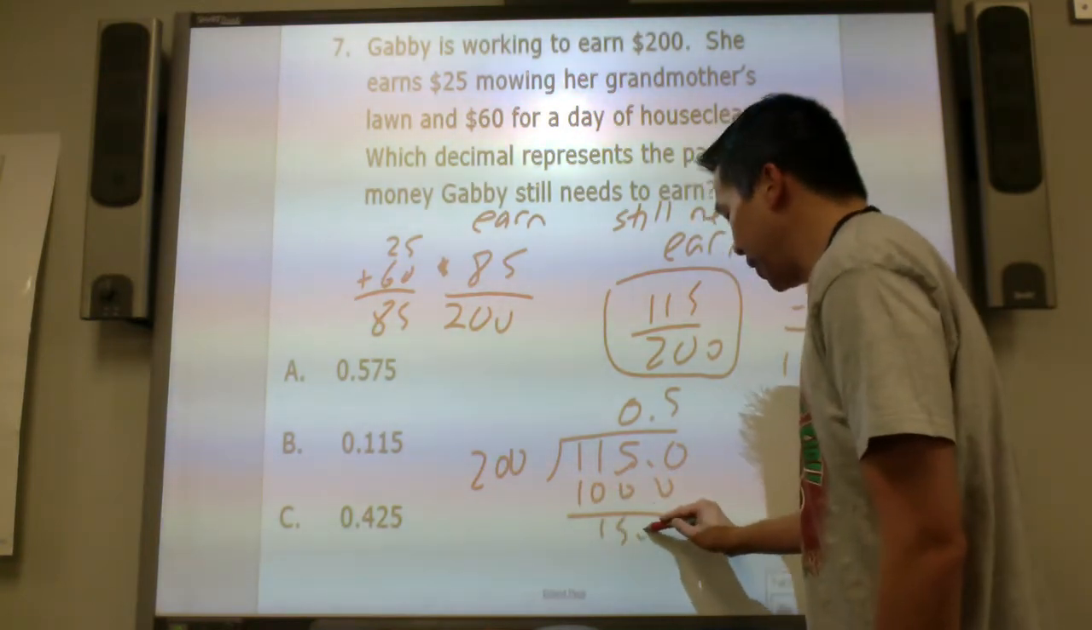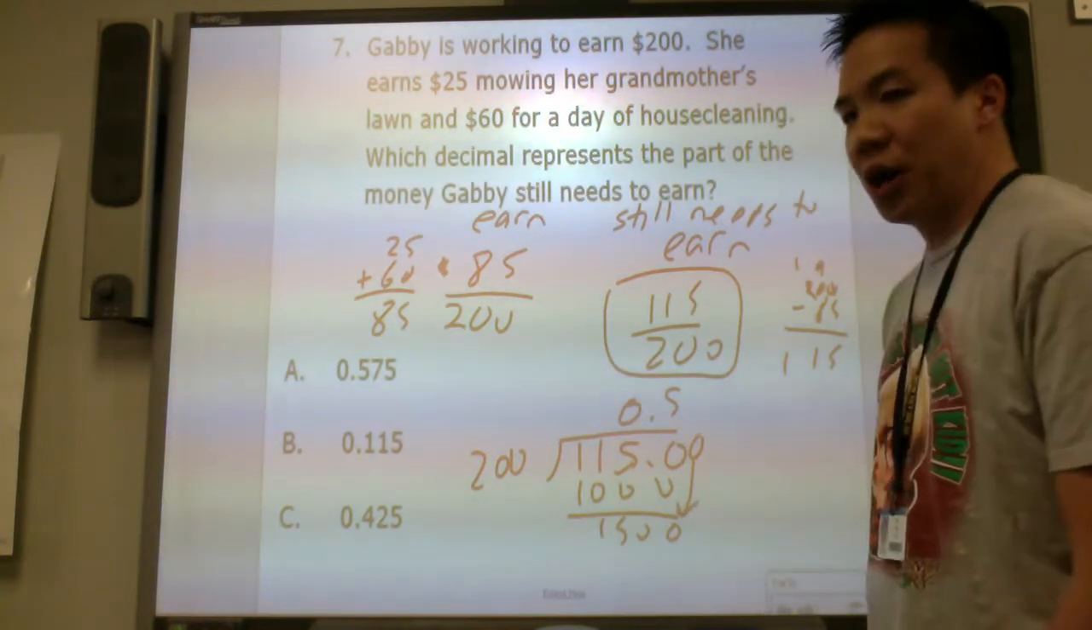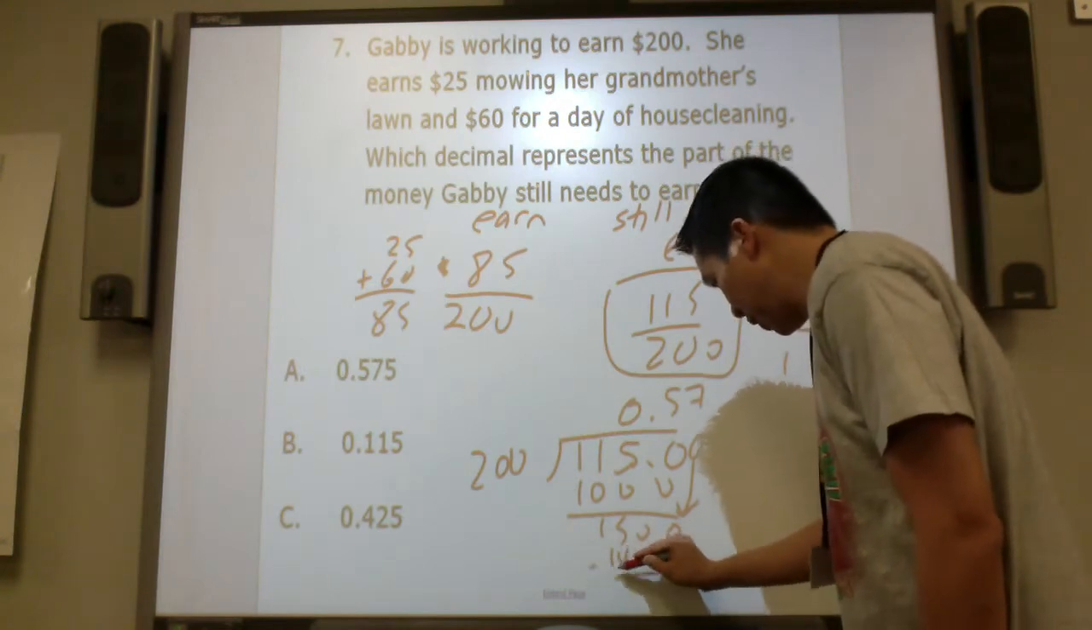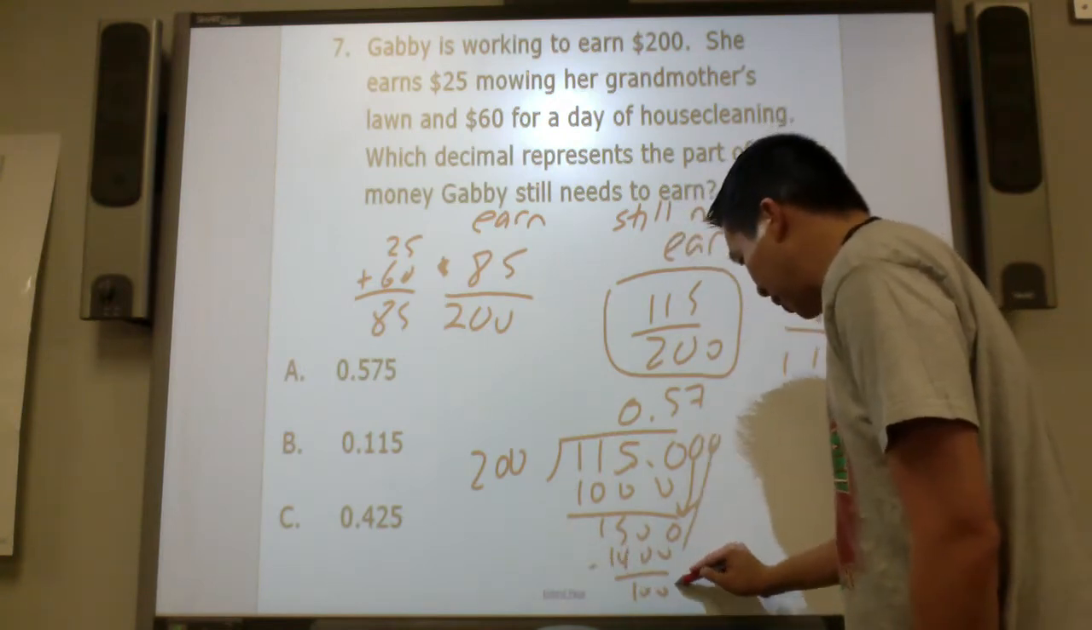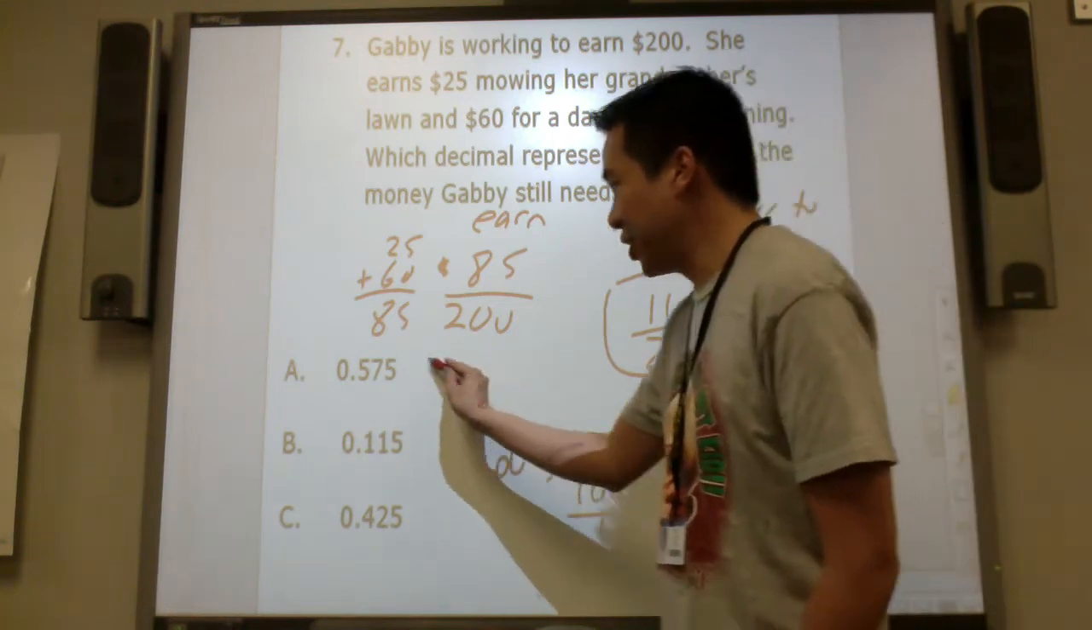Remainder is 150. Get rid of remainder. How many groups of 200 go in 1,500? 7 times. Remainder is 100. Add a 0, bring it down. How many groups of 200 go in 1,000? 5 times. So the answer is A.